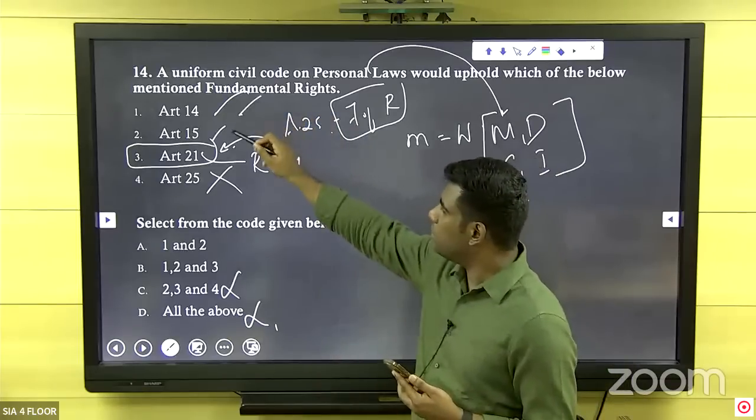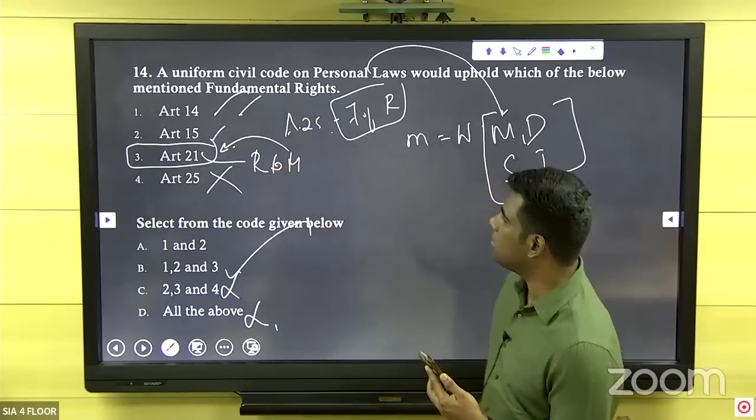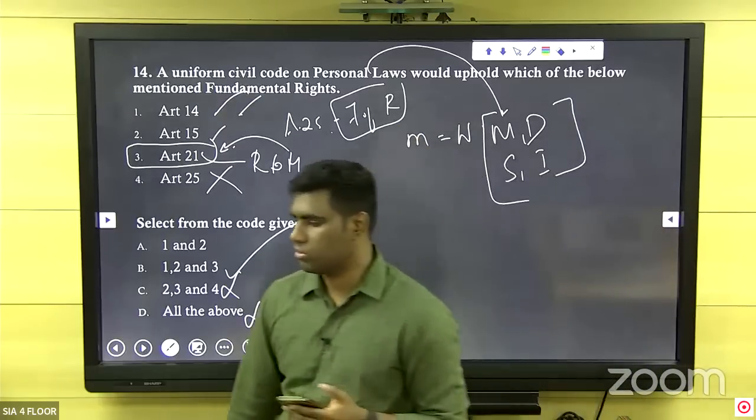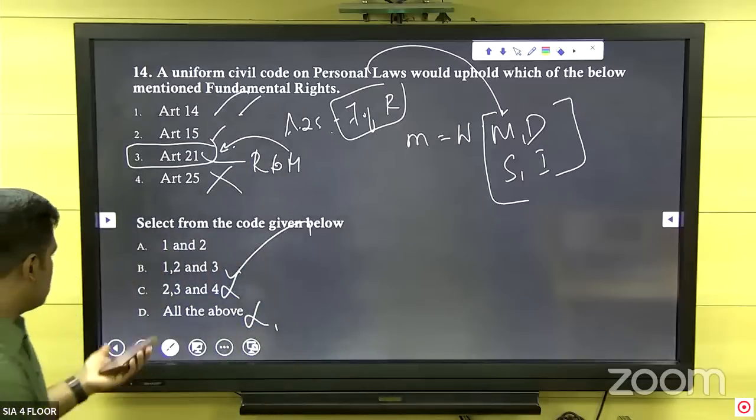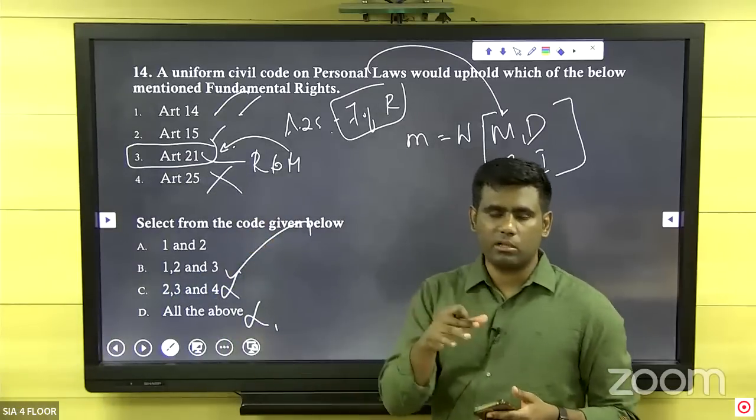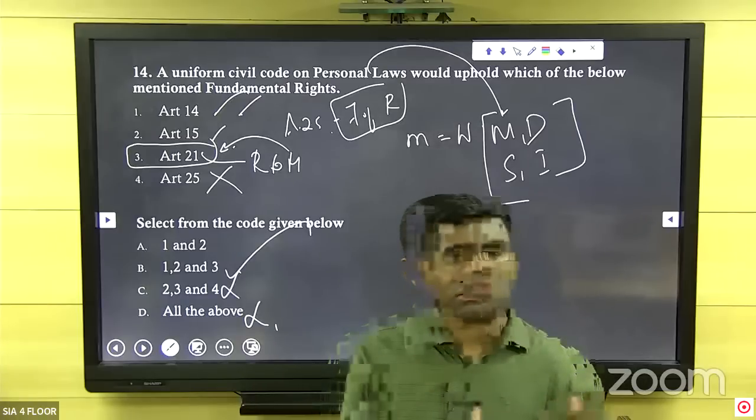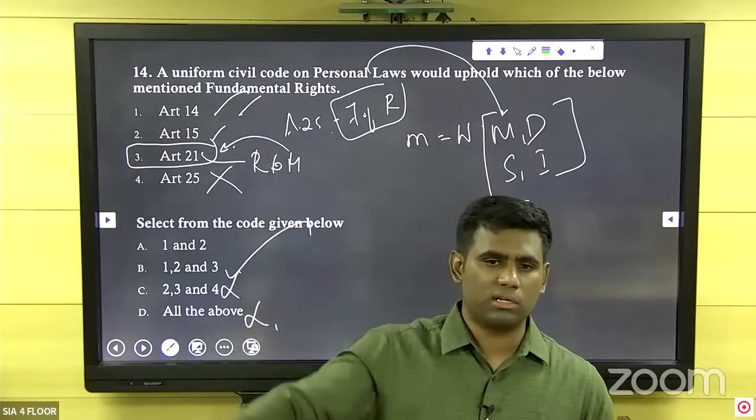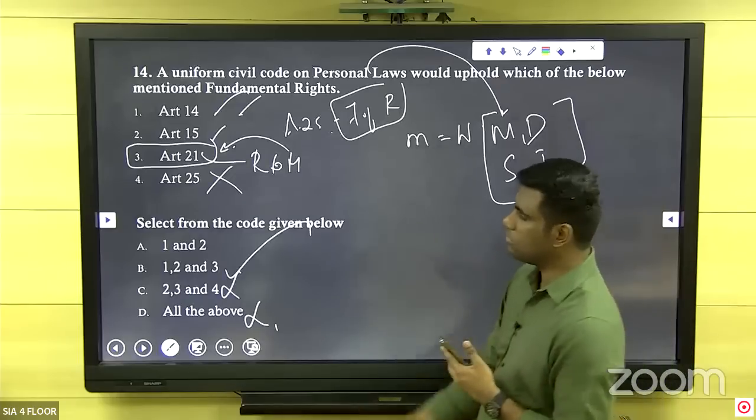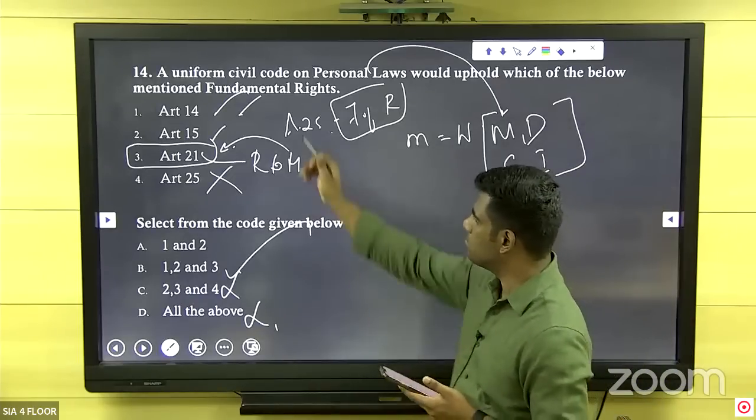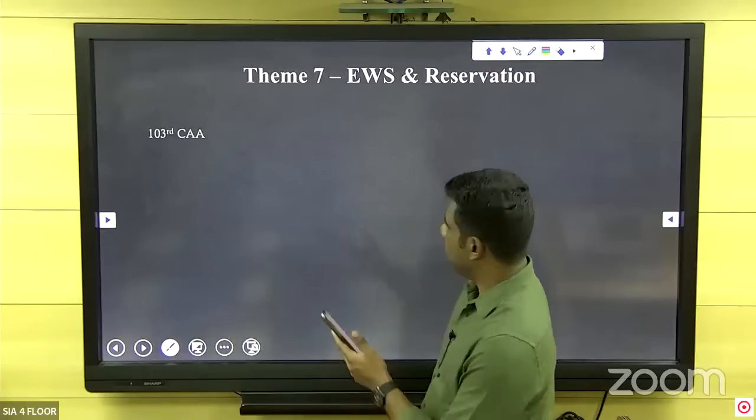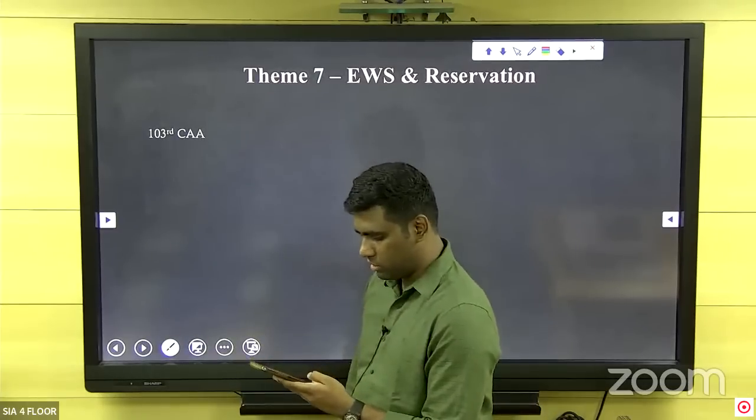So 14, 15, 21, all three are upheld if only we have a uniform civil code on personal laws. So it's a simple question. You just have to think and eliminate: 25 can definitely not be there. 25 allows every religion to have their own laws. But we are trying to move beyond that by giving effect to the DPSP, which tries to bring in a uniform civil code. So this is how you'll have to think for this question. Okay, the next theme is regarding reservation.